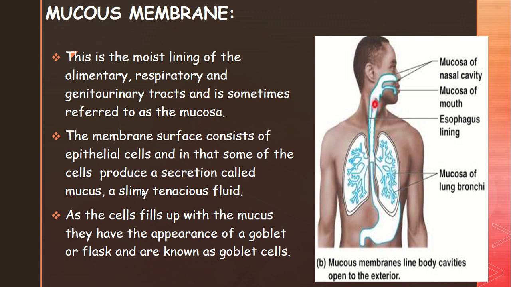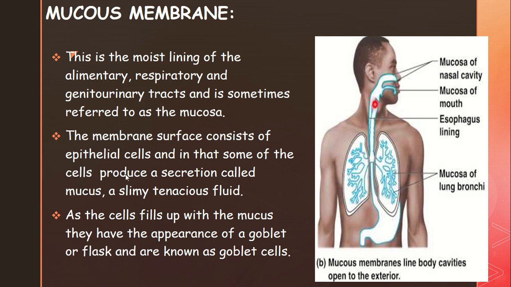So the fluid which is very slimy is called mucus, and it is produced by some of the epithelial cells. What are the names of these epithelial cells? The goblet cells. As the cells fill up with mucus, they have the appearance of a goblet or flask, and so they are known as goblet cells.